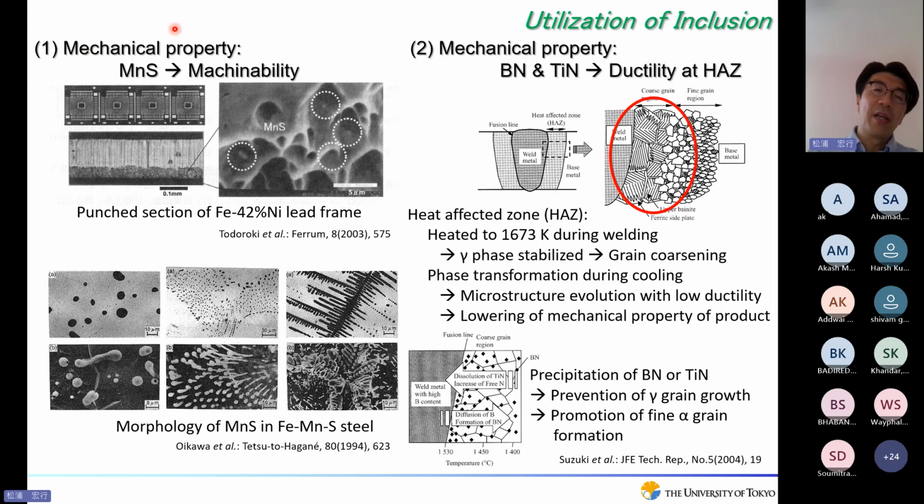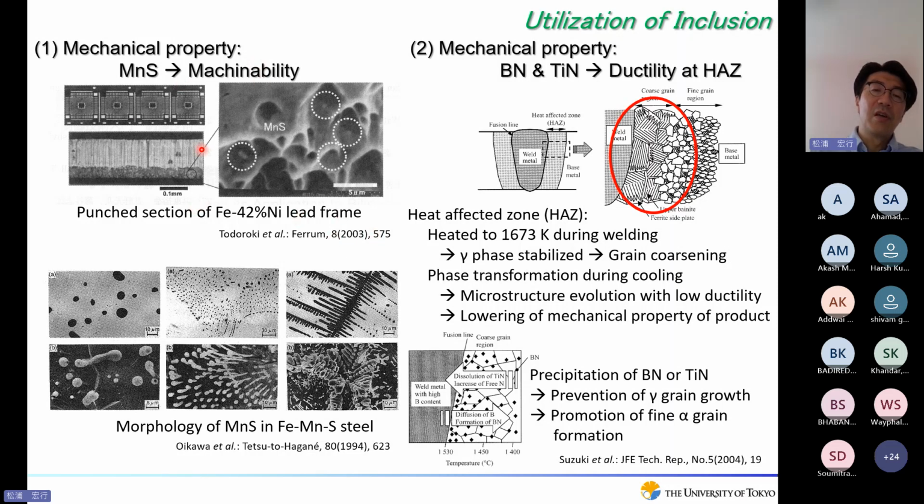First one is the control of mechanical properties. As I already mentioned, when you have non-metallic inclusions, the mechanical strength of steel materials is reduced by some mechanism. But it means that if you can precisely control the dispersion of inclusions in the steel materials, you can improve the machinability of steel. As you know, in the traditional machining steel, high-speed steel, for example, lead sulfide or manganese sulfide is utilized to improve machinability. And such a case can be applied to produce very high-grade steel. So this is just one example.